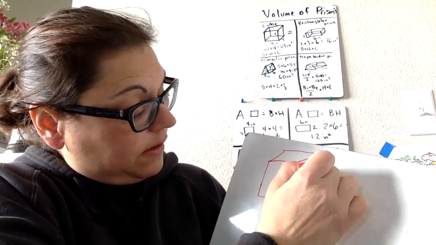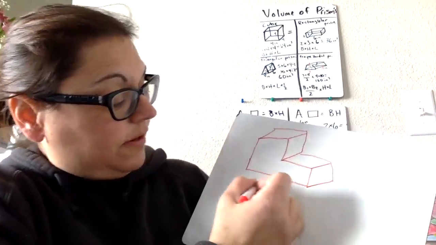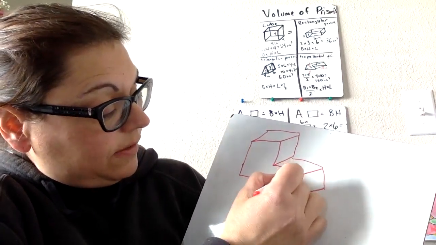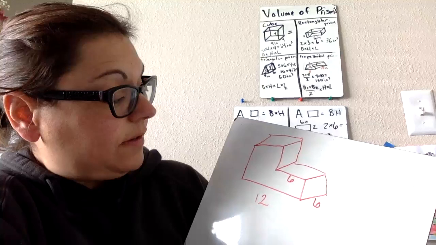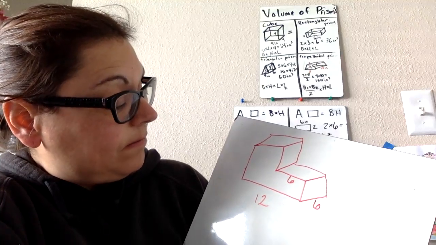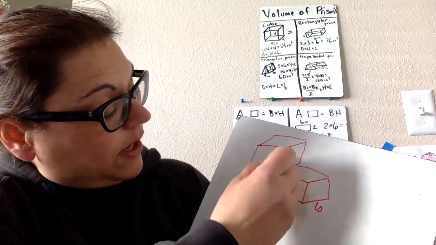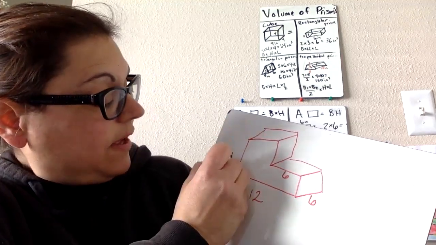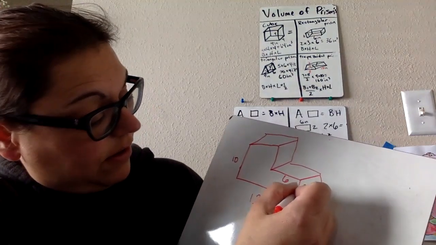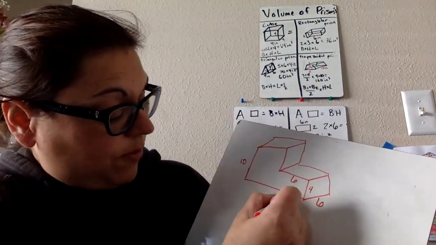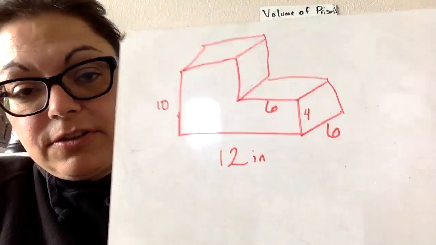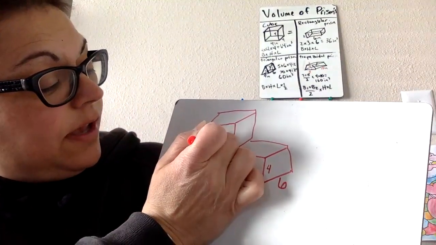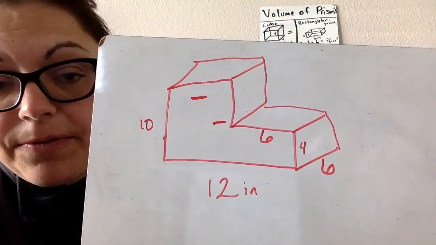I'm gonna say that this is now a 12, this is a 6, and this is a 6. And we'll say that this is a 10, and how about here is a 4. Remember, we're all in inches here, right? All in inches. So we need to get some numbers here that are missing. So I'm missing this one, and I'm missing that one, all right?